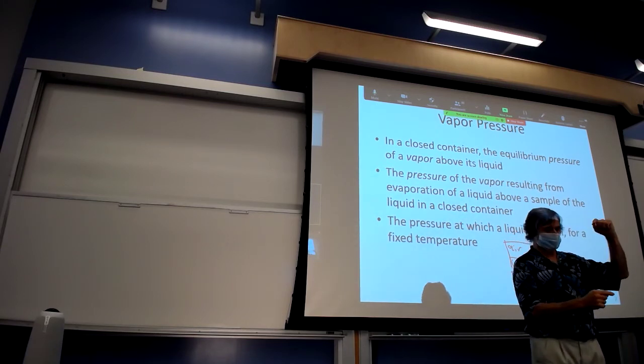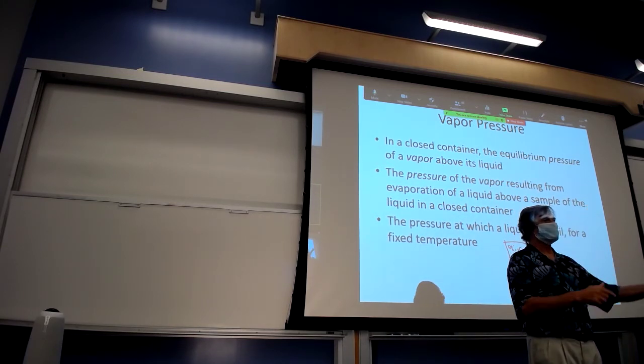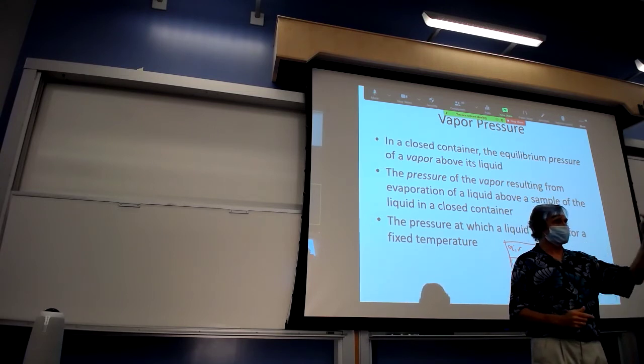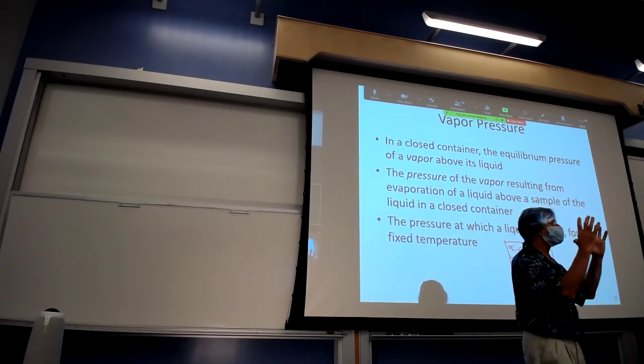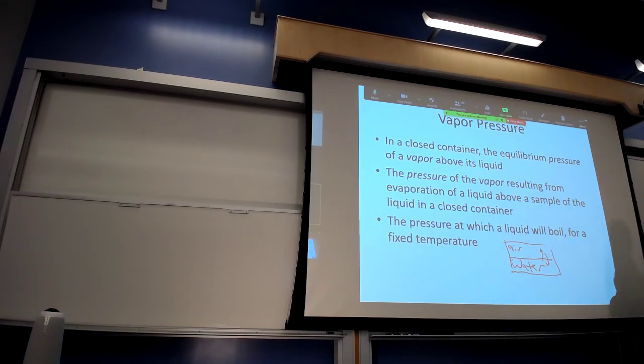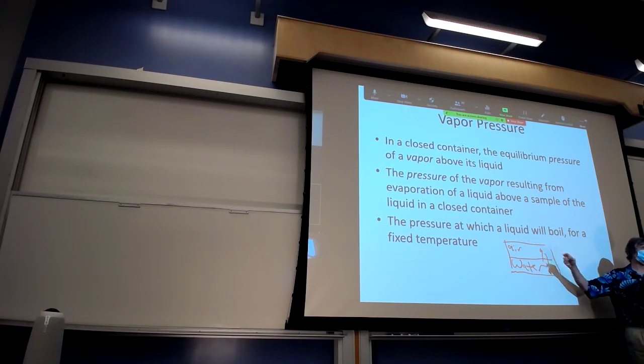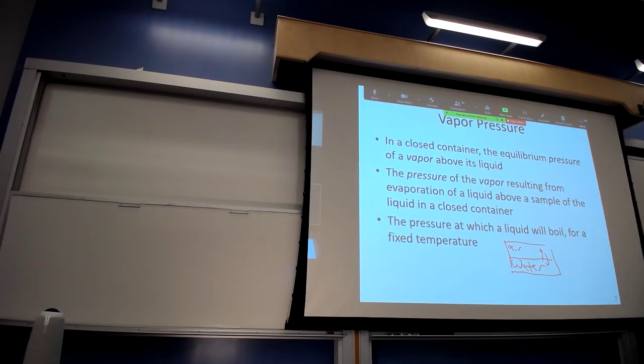Ultimately, when the number of liquid molecules going to gas equals the number of gas molecules going to liquid, you've reached an equilibrium condition. And that pressure at that equilibrium condition is known as the vapor pressure. If you change temperature or pressure of the system, you will change that vapor pressure. So again, the vapor pressure is the pressure that molecules exert in the gaseous space.